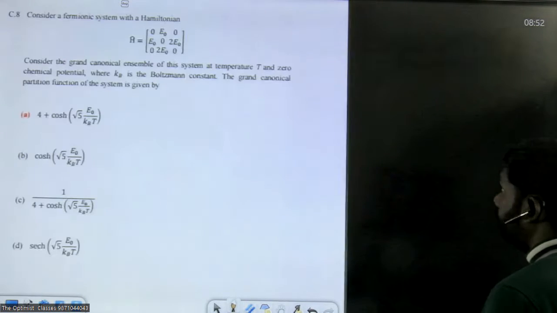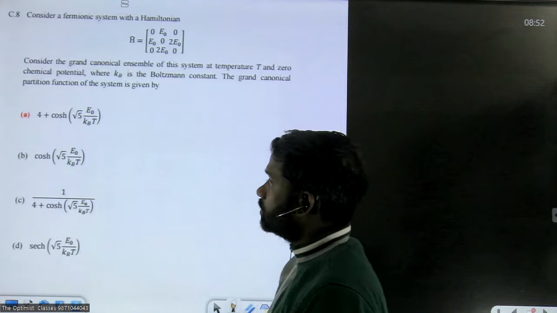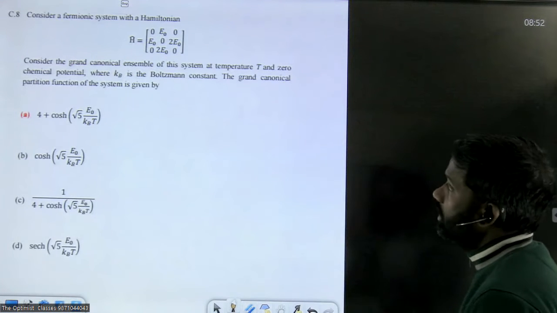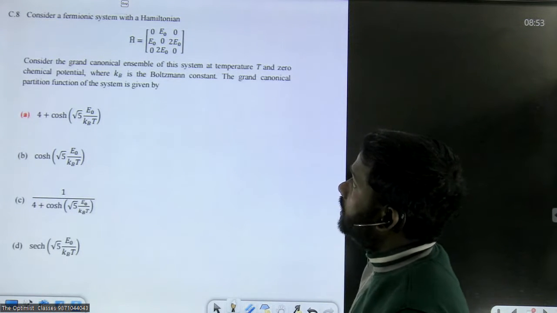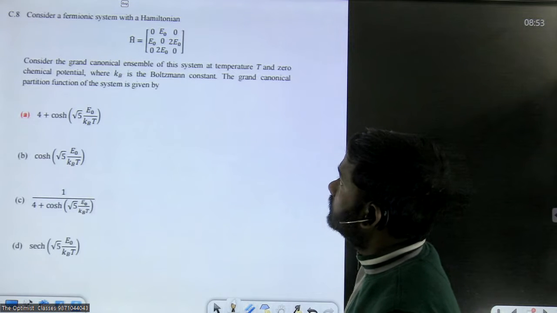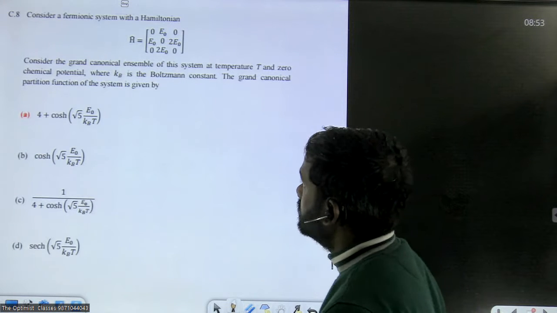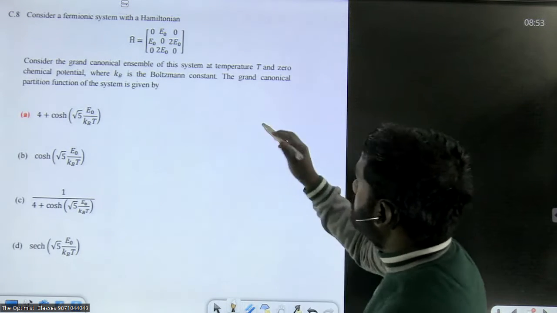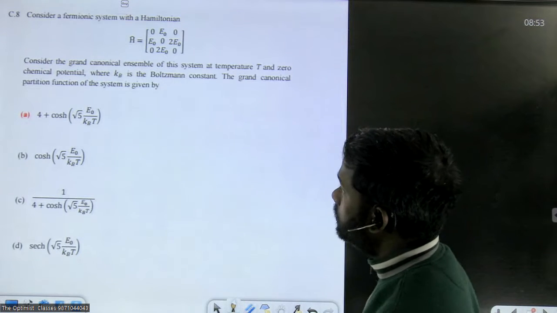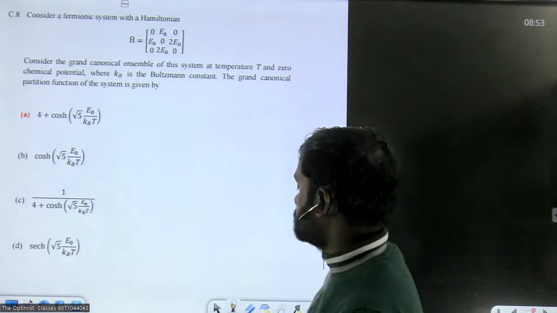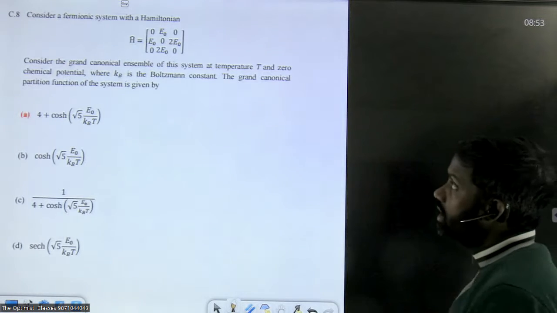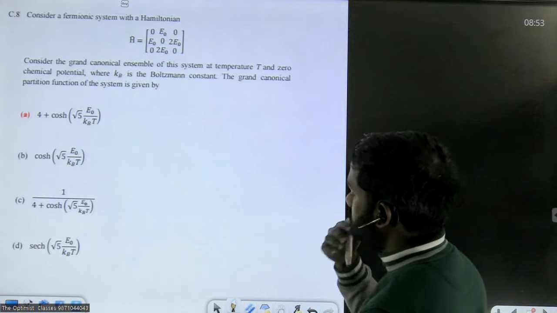Now let's move to this problem. This is not a question directly from theory. It says consider a fermionic system with Hamiltonian. Consider the grand canonical ensemble for this system at temperature T and zero chemical potential. Kb is the Boltzmann constant. The grand canonical partition function of the system is given by, we have to find the grand canonical partition function, and the chemical potential is given to be 0.